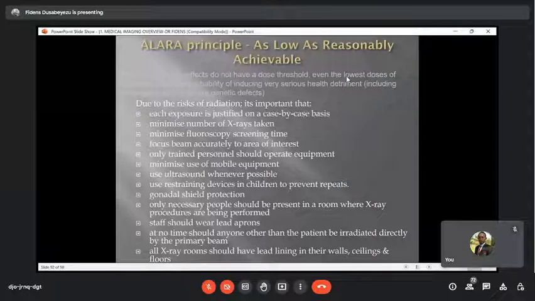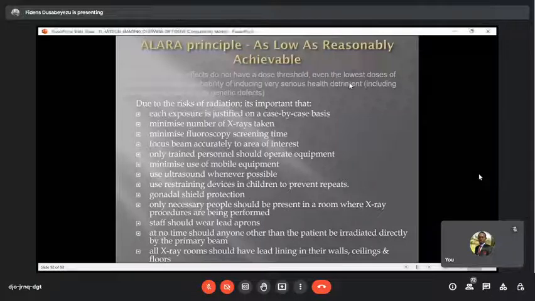Number three, try to minimize fluoroscopic screening time. When you are doing fluoroscopy, remember it is a real-time examination where you can continue scanning. Please try to minimize that screening time so that you don't expose the patient to much radiation.